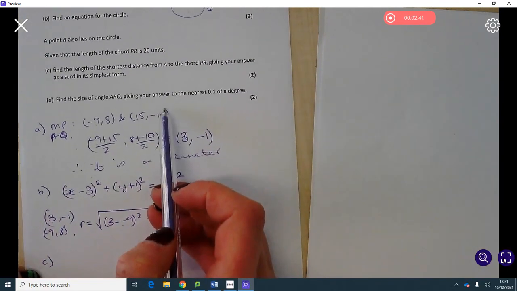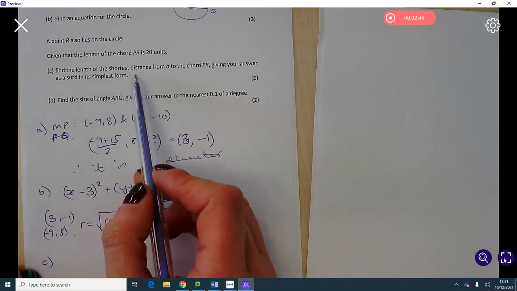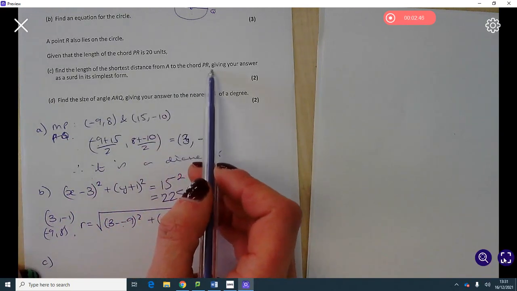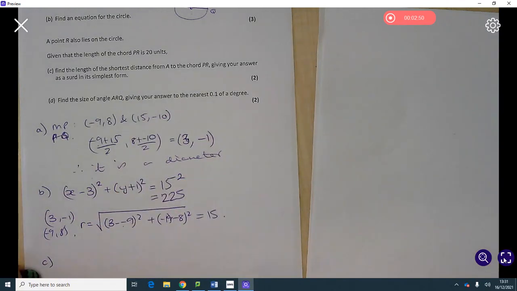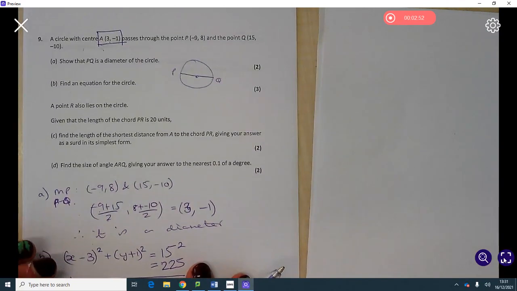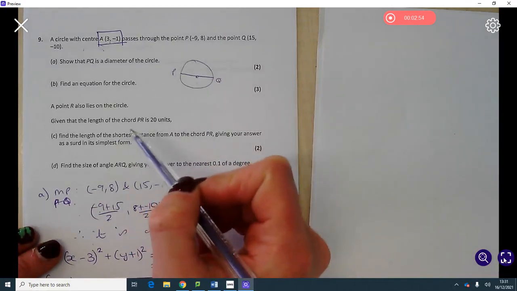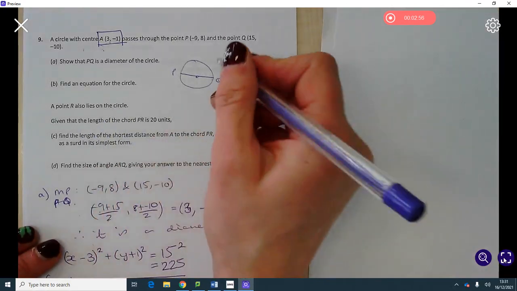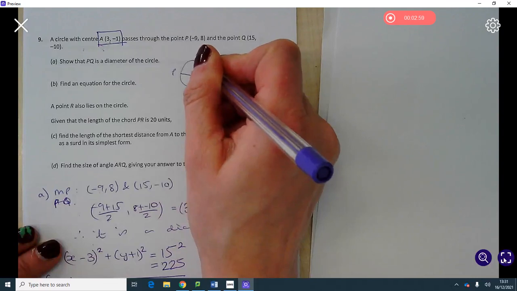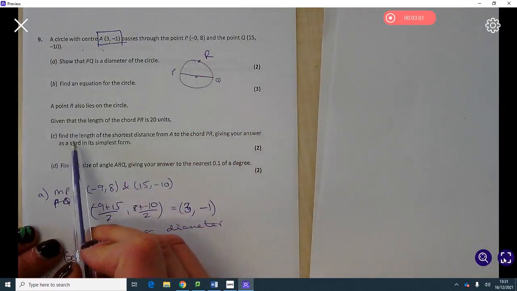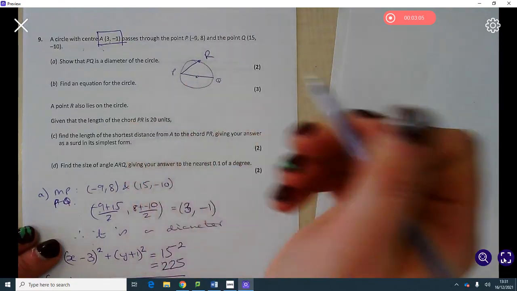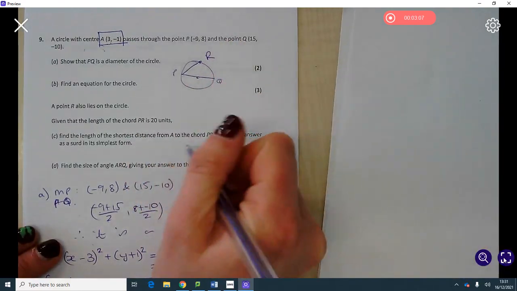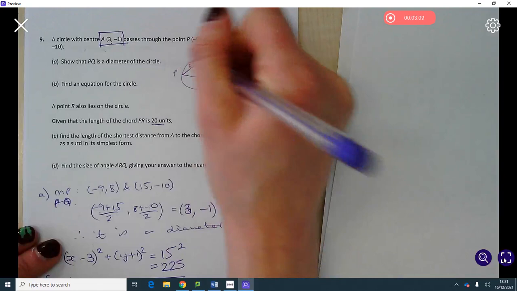For part C, find the length of the shortest distance from A to the chord PR, giving your answer as a surd in its simplest form. So we need to think about what this looks like. So R also lies on the circle, so I'm going to pop R up here. The length of the chord PR is 20 units. So that length is 20.